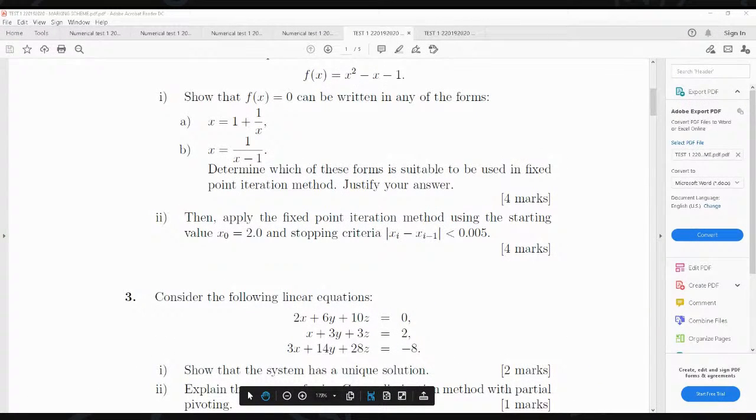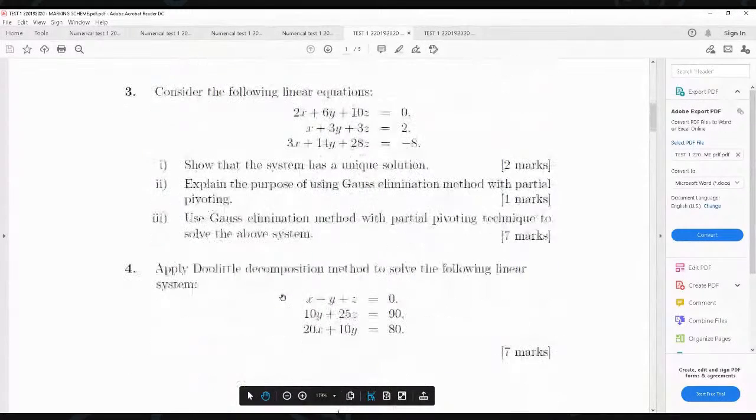So now we continue to question number 3. Question number 3 is also very easy, but you must press the calculator very fast. When you press your calculator, you know the answer. But we don't want this answer.